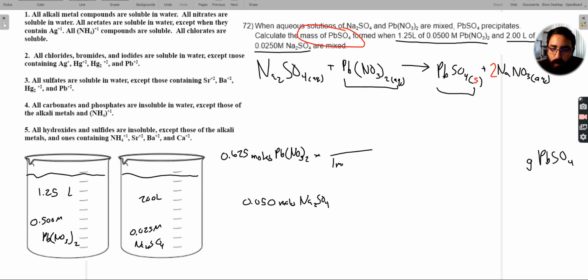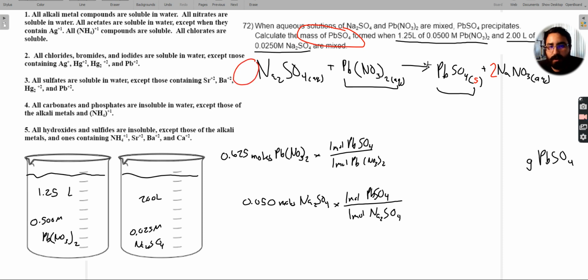And we know that 1 mole of PbNO3 will make 1 mole of PbSO4. That's the mole ratio. And we can do that with Na2SO4 as well. We know that 1 mole of Na2SO4 will produce 1 mole of PbSO4. Mr. Sanchez, where are you getting this information from? Oh, that's very simple. We get that from the coefficients of our balanced chemical equation. That is our mole ratio, okay?